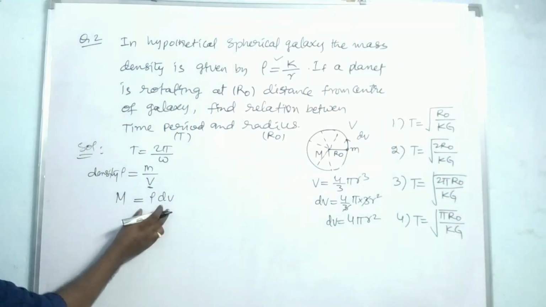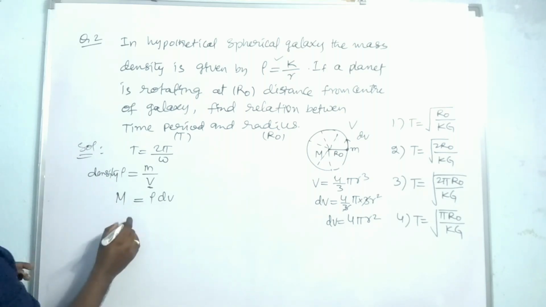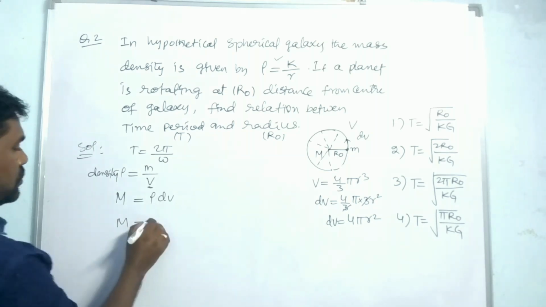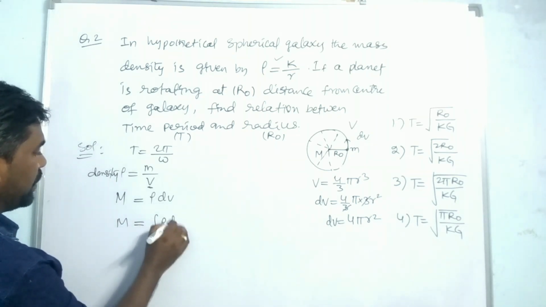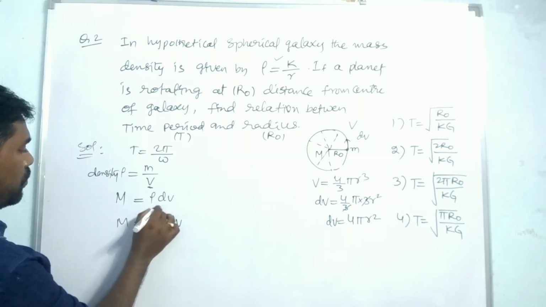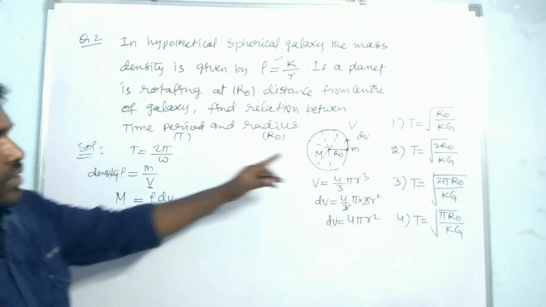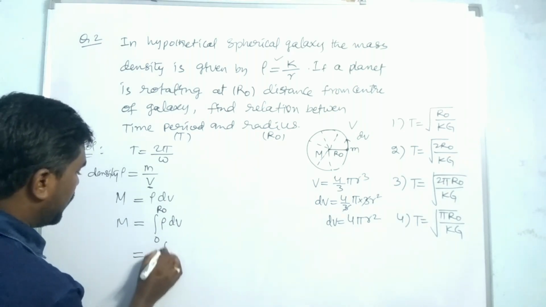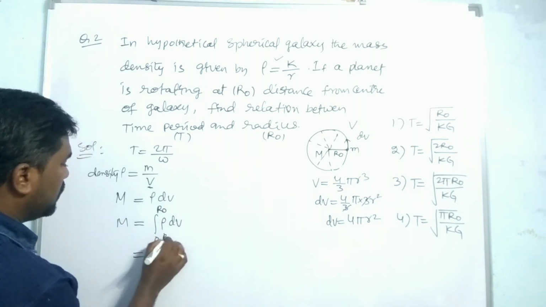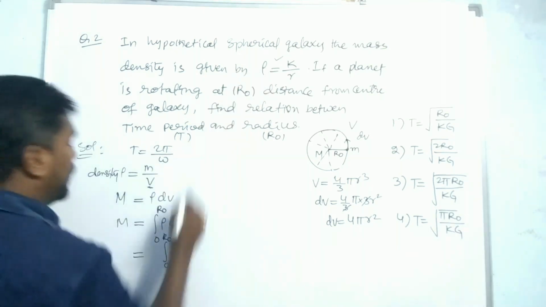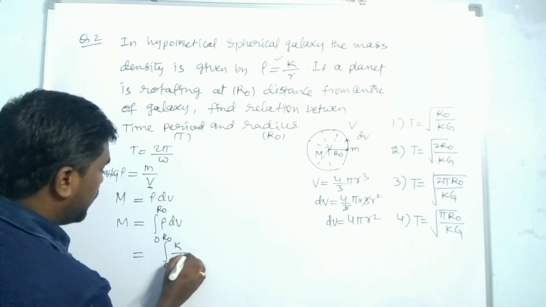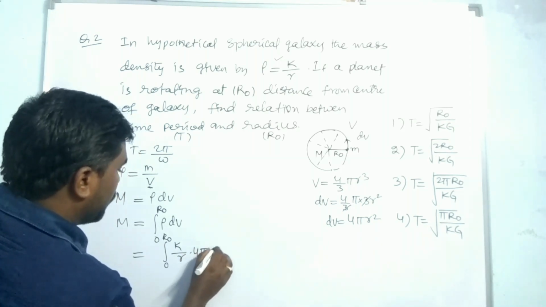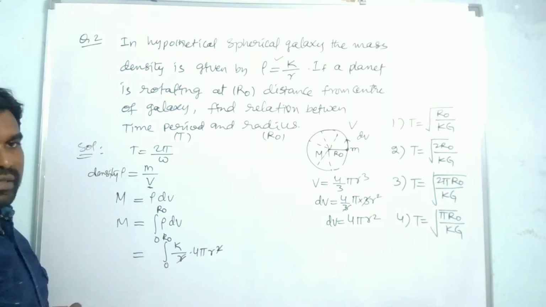So just simply you have to write here, integral on both sides, then we can get the total mass of the galaxy. So integral of rho dV from 0 to how much distance it has? r naught, the radius. Therefore you can substitute these values: 0 to r naught, rho is nothing but k by r, into dV, which is 4 pi r square, and r will be cancelled out.